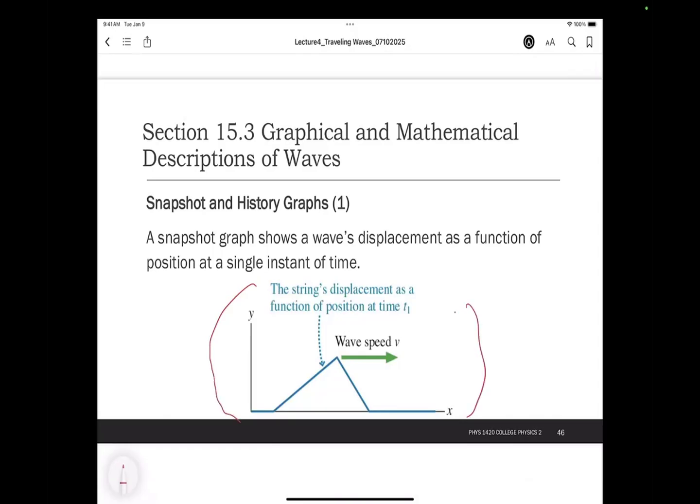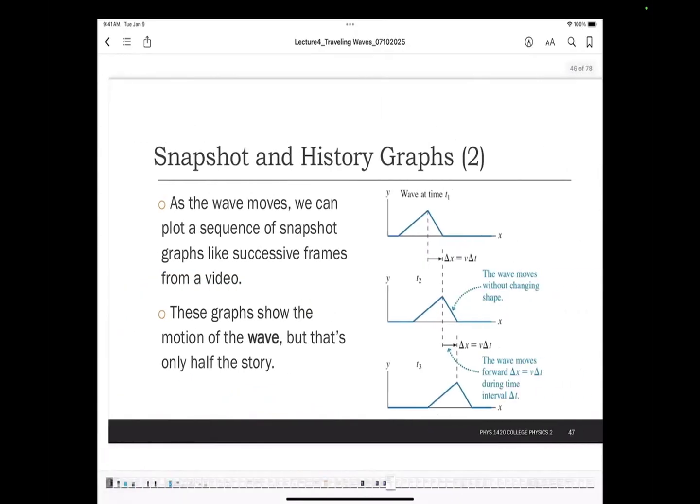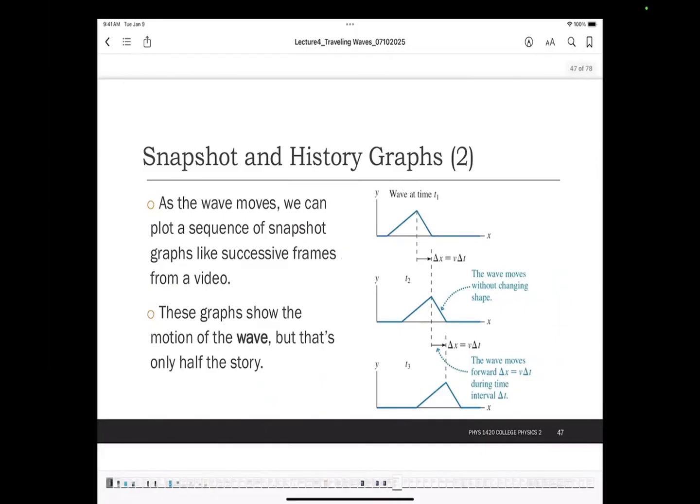This graphic shows a wave's displacement as a function of position at a single instant of time, at one specific time. It looks like that. Does it make sense to you? Okay, and as the wave moves, we can plot a sequence of snapshot graphics, like successive frames from a video.